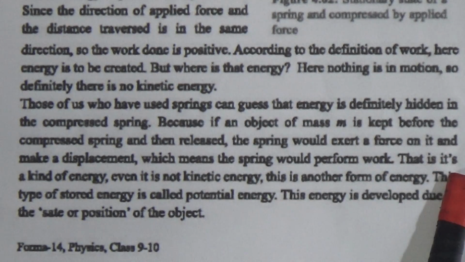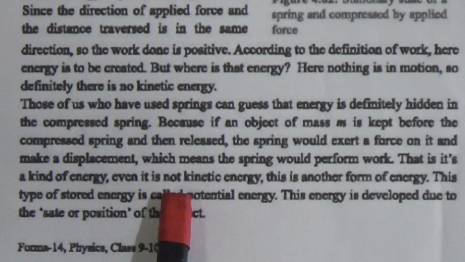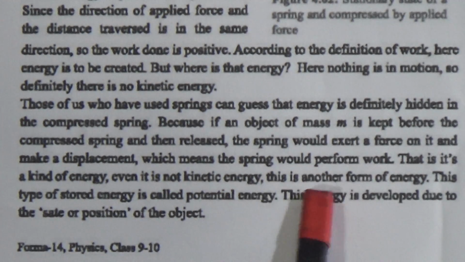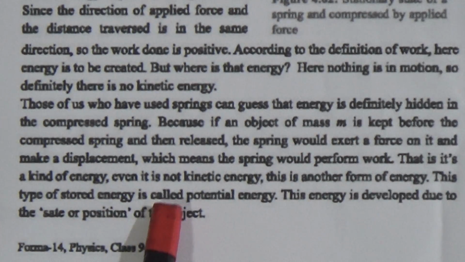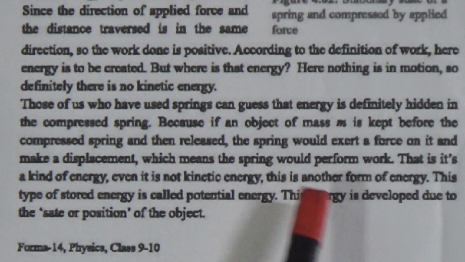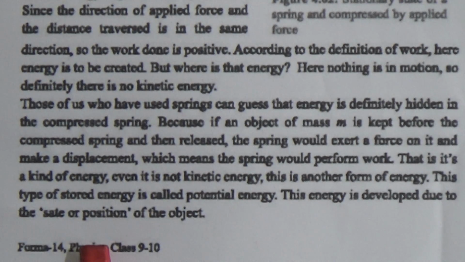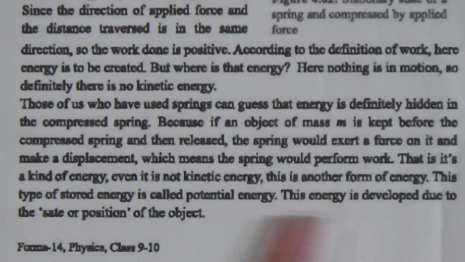So it is a kind of energy, and it is not kinetic energy, so this is another form of energy. This type of stored energy is called potential energy. This energy is developed due to the state or position of that object. So my dear students, what is the definition of potential energy? We can write: the energy developed due to the state or position of an object is called potential energy. Okay, memorize this definition properly. Then we can write V equals half k x square.